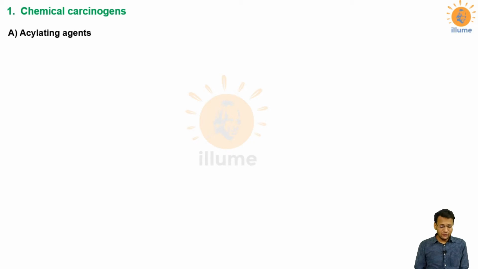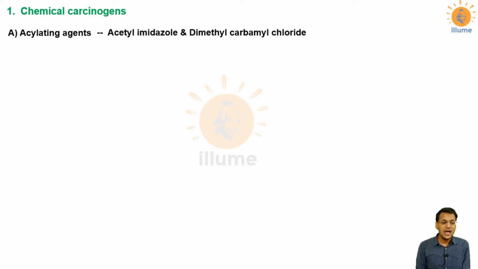See, the first group of chemical carcinogens are the agents that are responsible for acylation, that is acylating agents, and these are with the examples of acetyl imidazole and dimethyl carbamyl chloride. These are two acylating agents that are having a direct role in development of cancers.